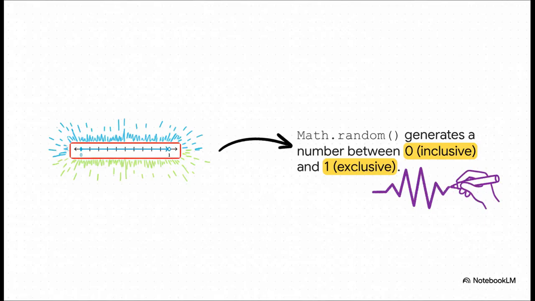So what does this command actually do? It just spits out one number, a decimal number that's somewhere between 0 and 1. It can be exactly 0, but it will never ever be exactly 1. It just gets infinitely close. So what we're left with is this tiny, unpredictable decimal, and that's our starting point for everything else.